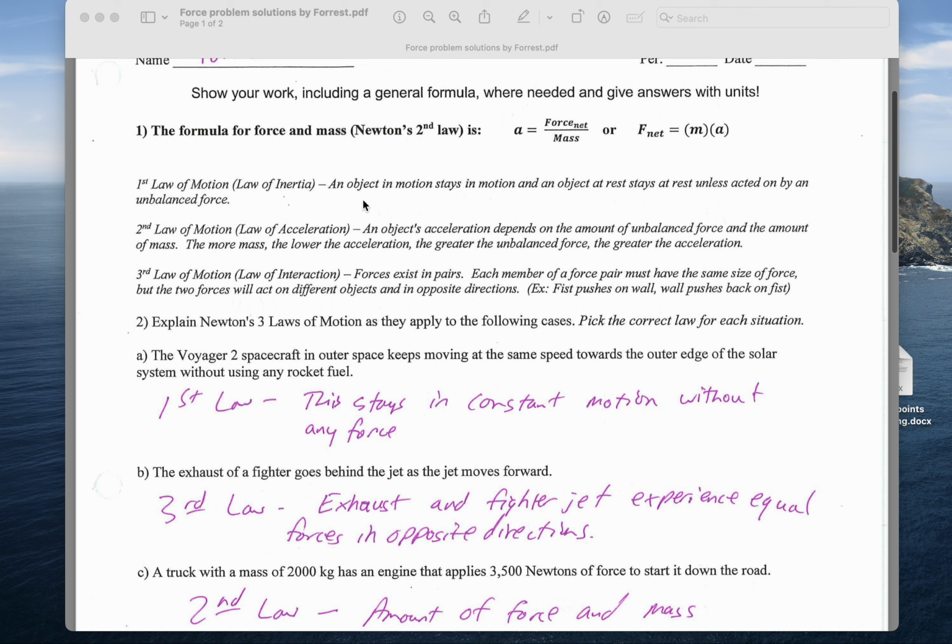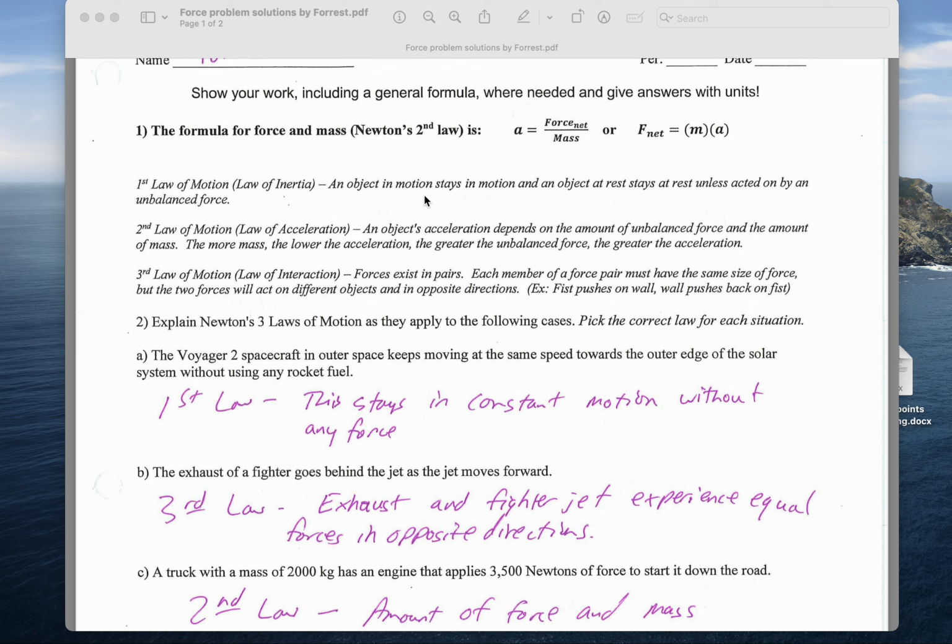This is the first law of inertia for Newton's law. Object in motion stays in motion. Object at rest stays at rest unless acted on by an unbalanced force. A lot of people get confused with the idea that an object in motion can stay in motion with no force. They think it takes a force to stay in motion. That is incorrect. We've seen that over and over again.